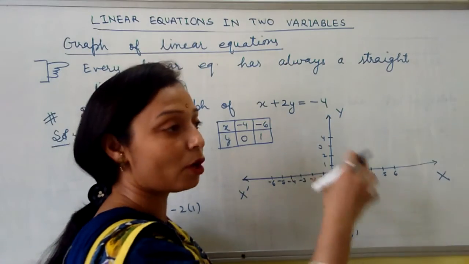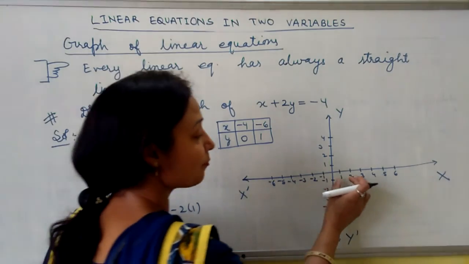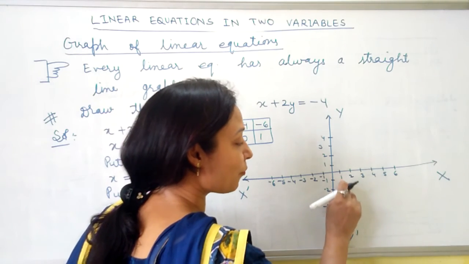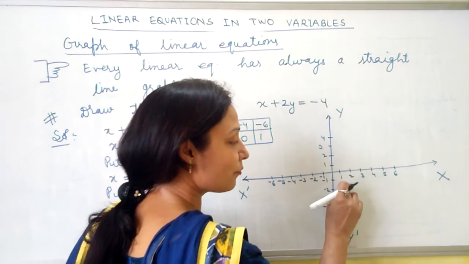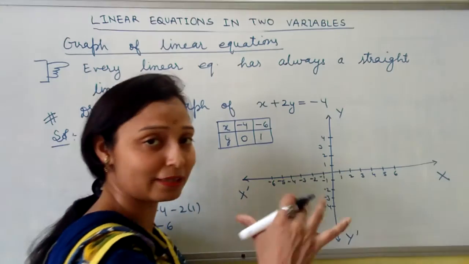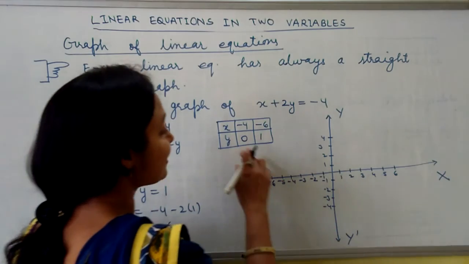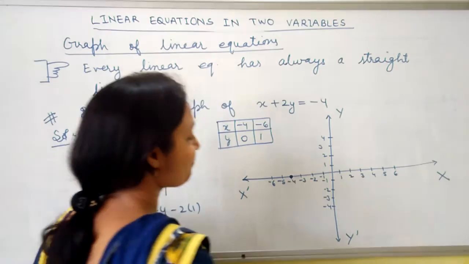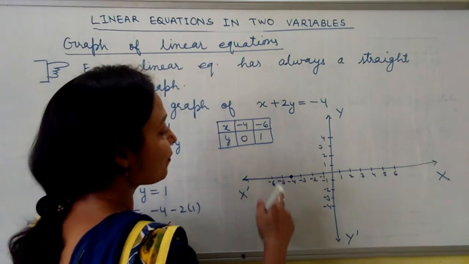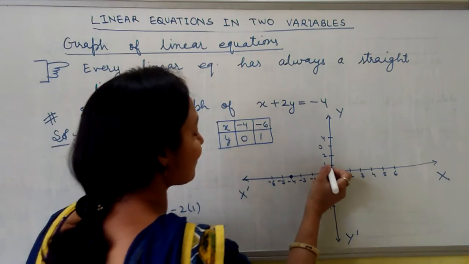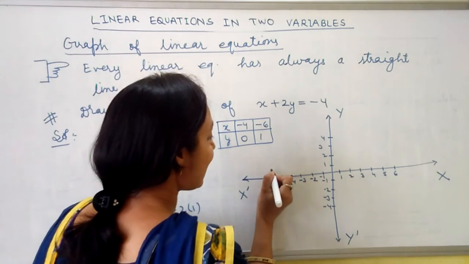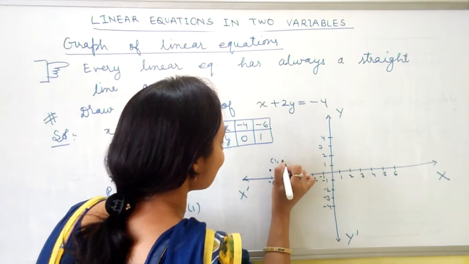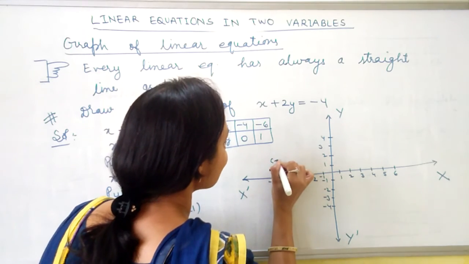There are some blocks in that graph. How to plot? At equal distance we have to plot 1, 2, 3, 4. We have to take 1, 2, 3, 4 at the equal distance of those boxes. So we have to take like this: when y is 0, x is minus 4. When y is 1, x is minus 6.